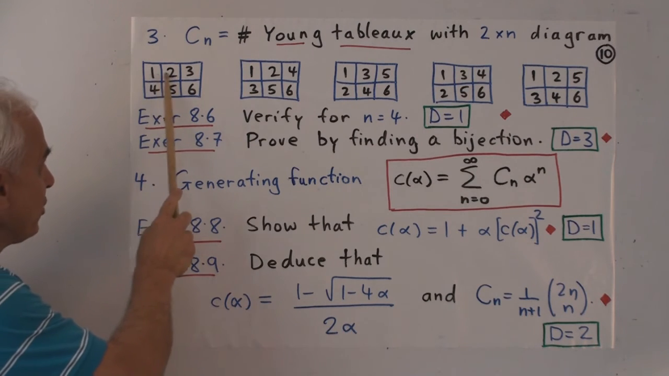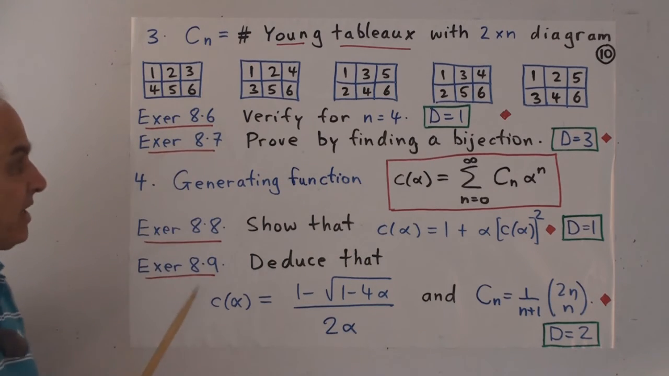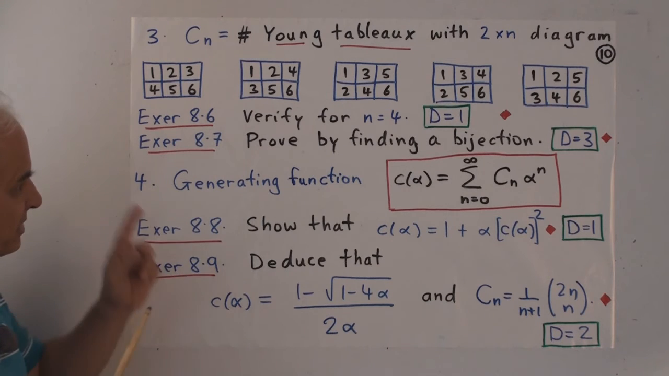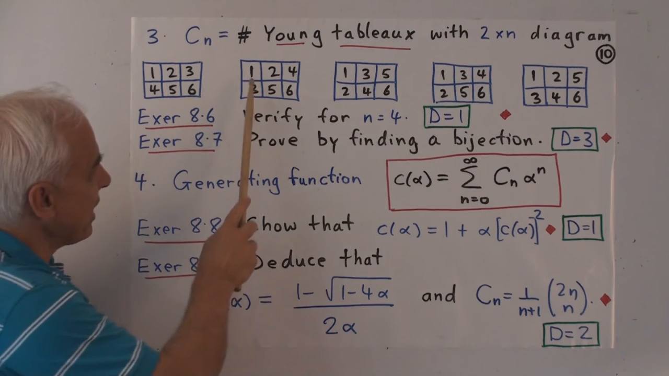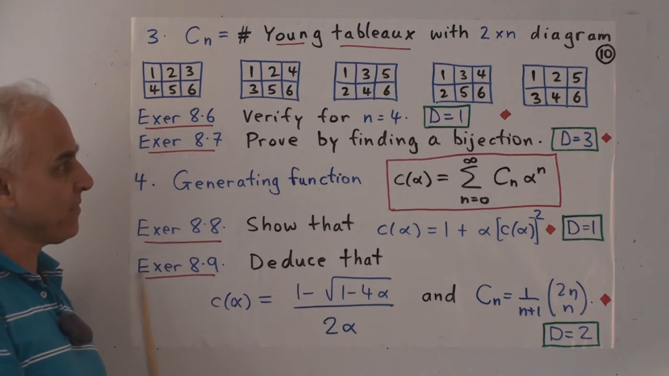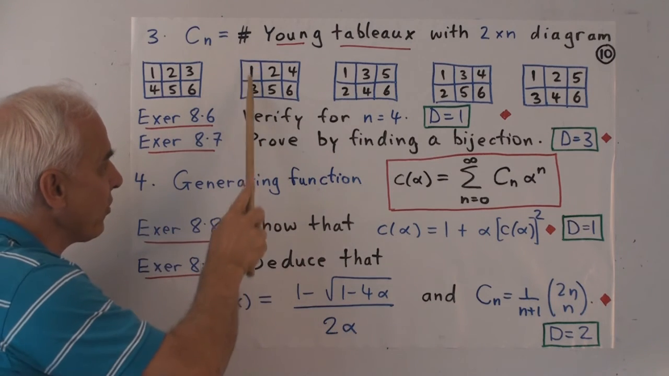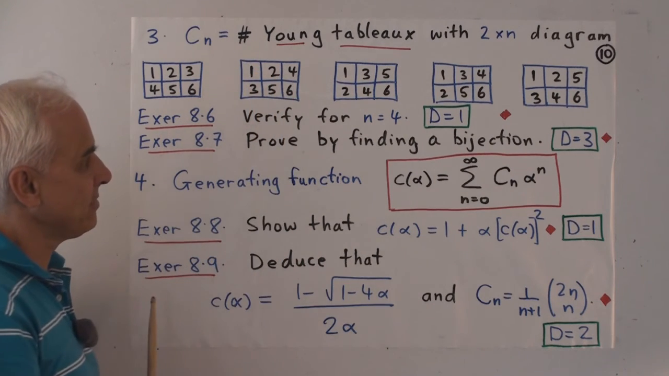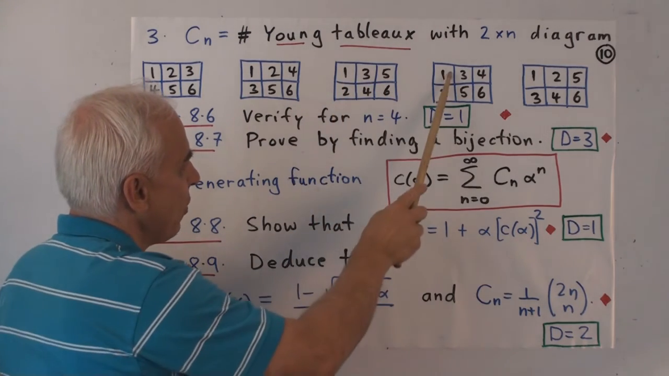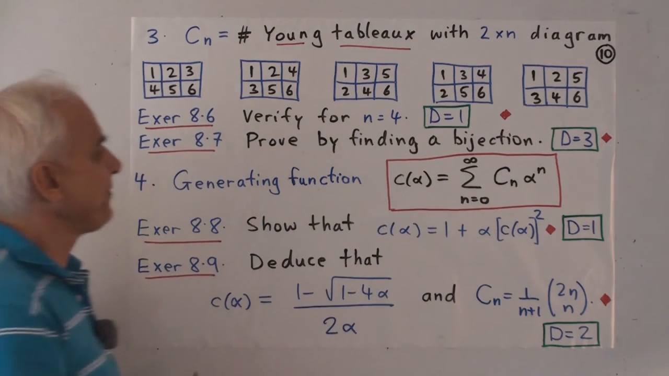So here's one way: 1, 2, 3, 4, 5, 6. If we go right at any stage, we're increasing. If we go down at any stage, we're increasing. But there are some other ways of doing this as well. For example, this one. Still increasing along this row, still increasing along this row, and increasing down any one of the columns. Another one, and another, and another.